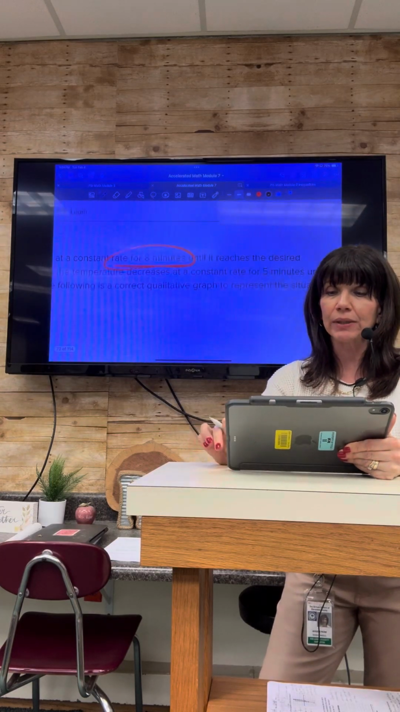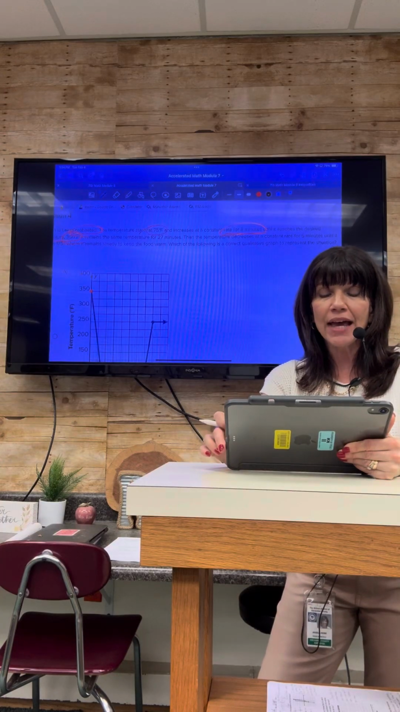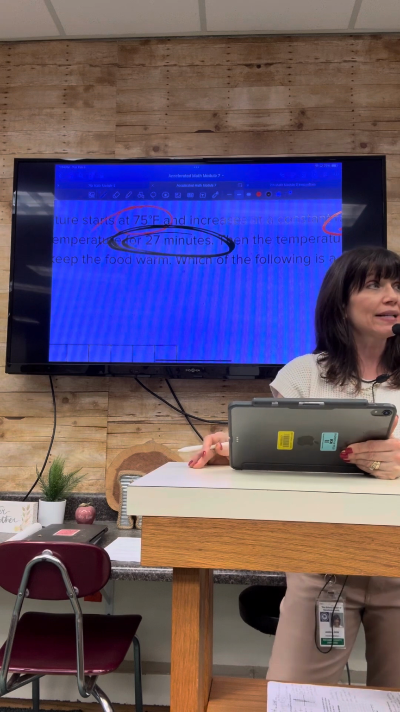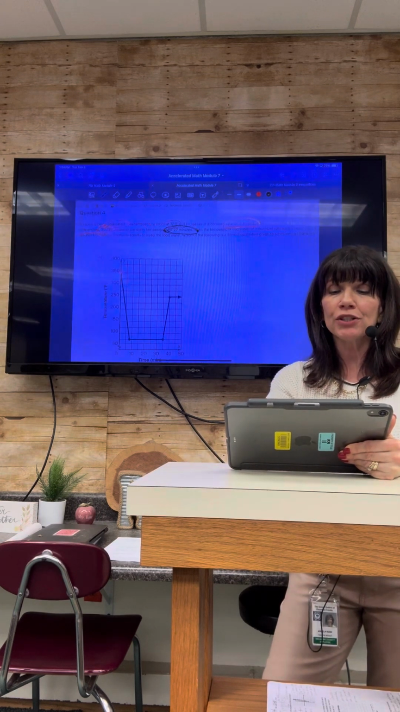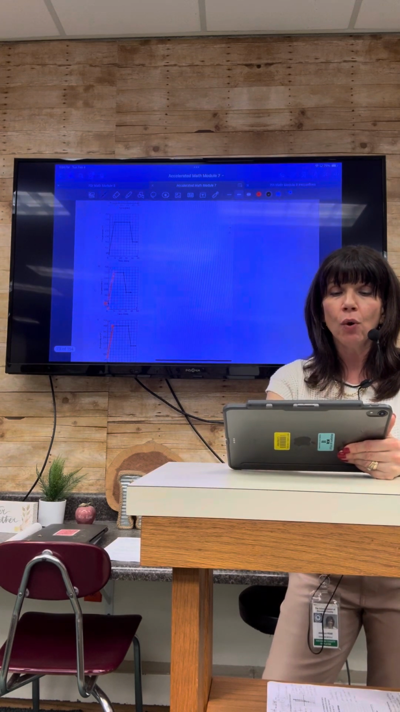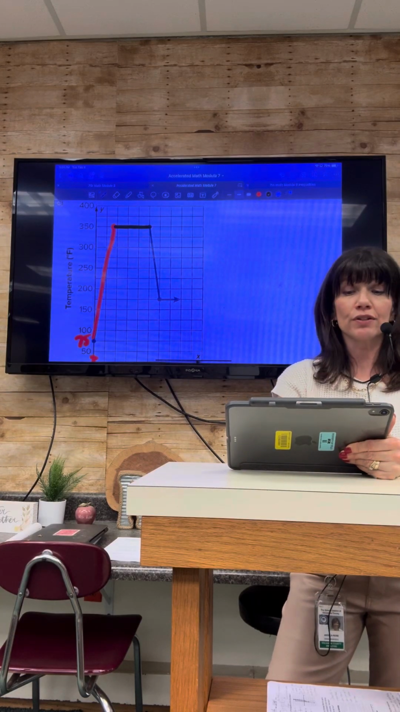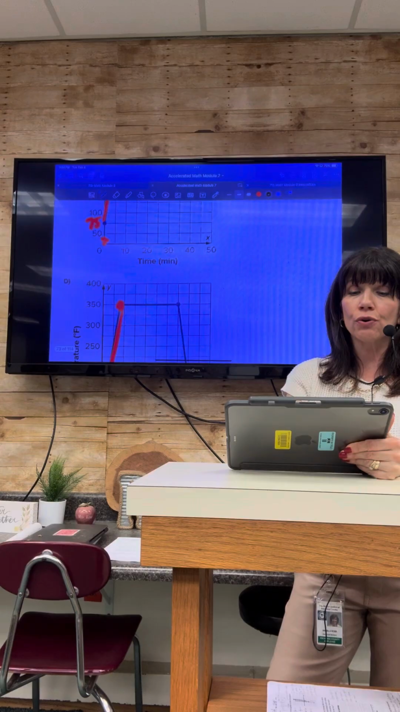Let's look back at what the next part is. Then it remains the same temperature for how long? 27 minutes. So if it's going to remain the same temperature, what type of line should we see? Straight out, horizontal.